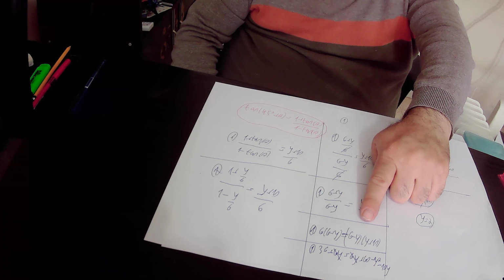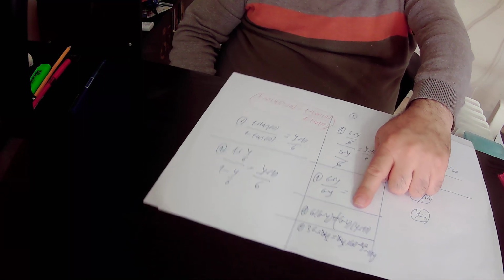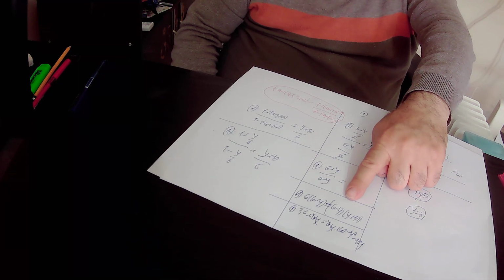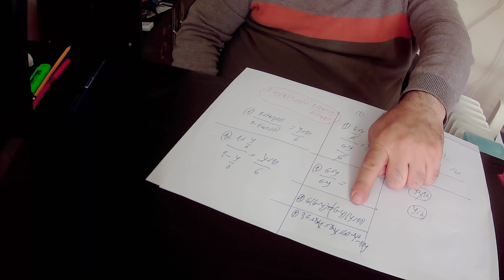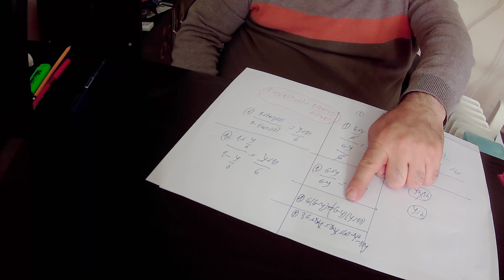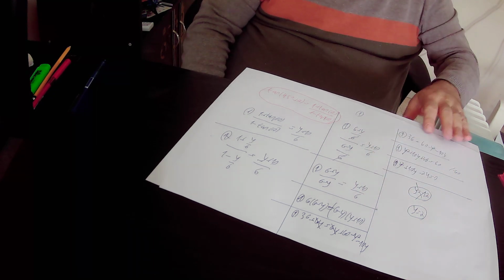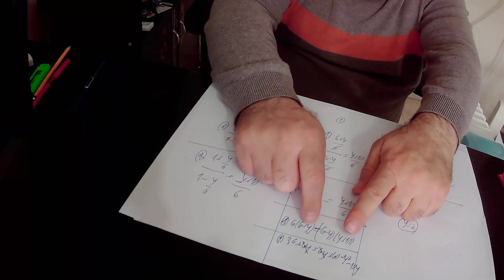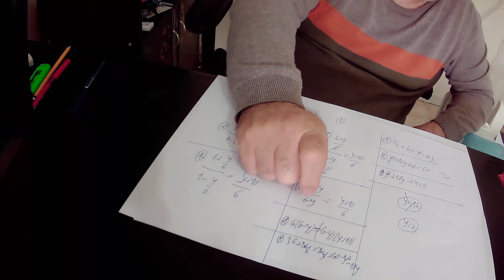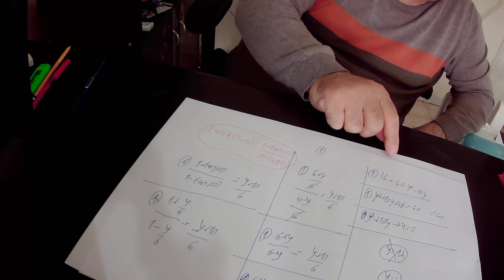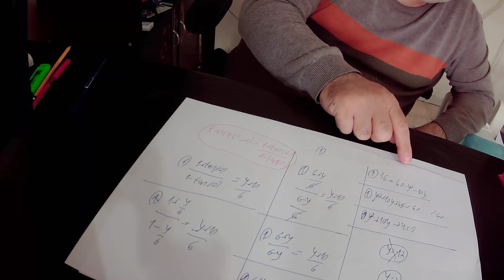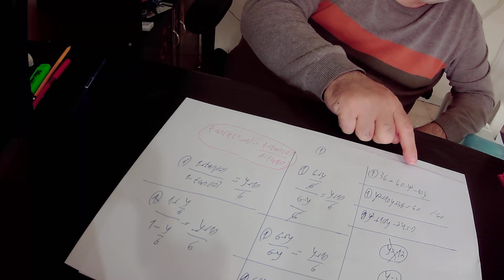minus 4y. Here it is minus y squared minus 10y. Here we have 6y on both sides of the equation, so 6y will get cancelled, and we are left only with 36, that is equal to 60 minus y squared minus 10y.